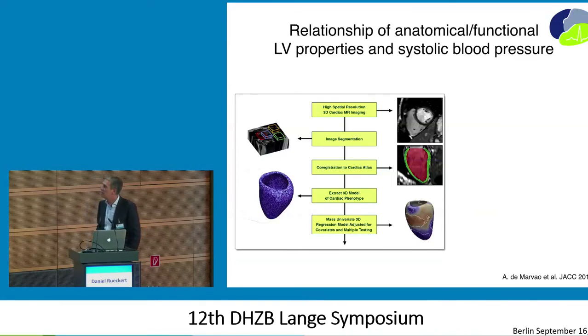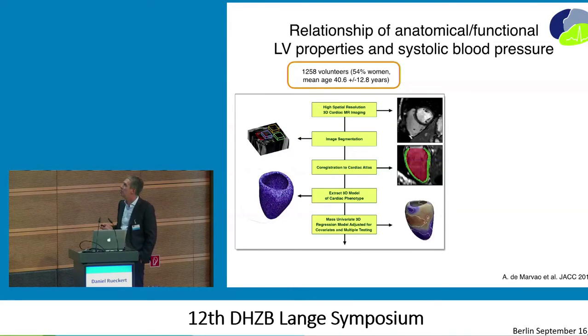This is something which was published last year by our group in collaboration with Declan O'Regan's group at Imperial College. What we're using here is a cohort of 1,200 volunteers. They're imaged with high-resolution cardiac MRI imaging. We automatically segment every image. We map all the meshes to this atlas, which now provides our unified common coordinate system.